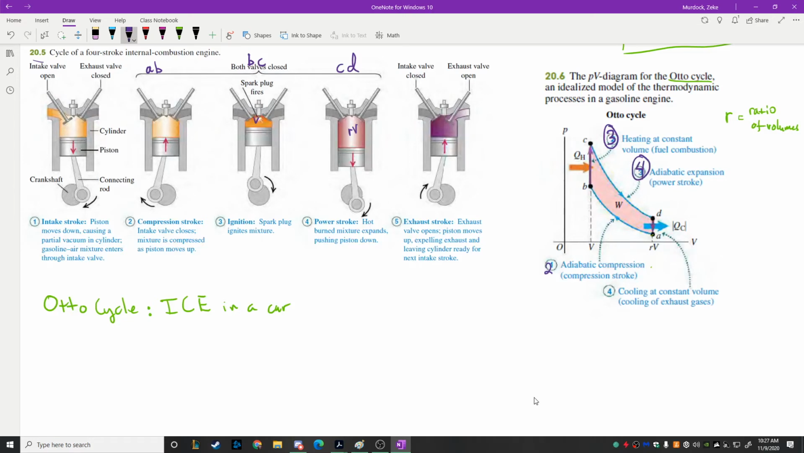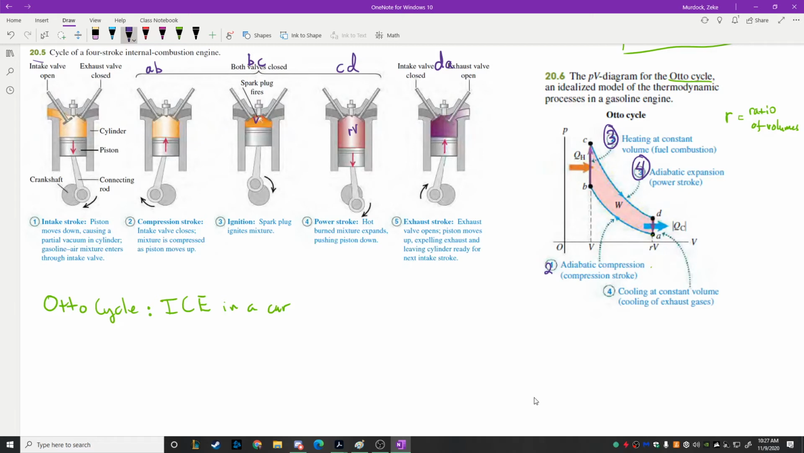And then there's the exhaust stroke, where the exhaust valve opens on the right-hand side, and the piston moves up, expelling exhaust and leaving the cylinder ready for the next intake stroke. So then it repeats back to number 1 right here. Right, so it pushes upwards this way, and it expels heat out this way. So that's going to be from D to A, and now we're set to go back to A again, basically. And in this process, from D to A, you've got heat coming out right here.